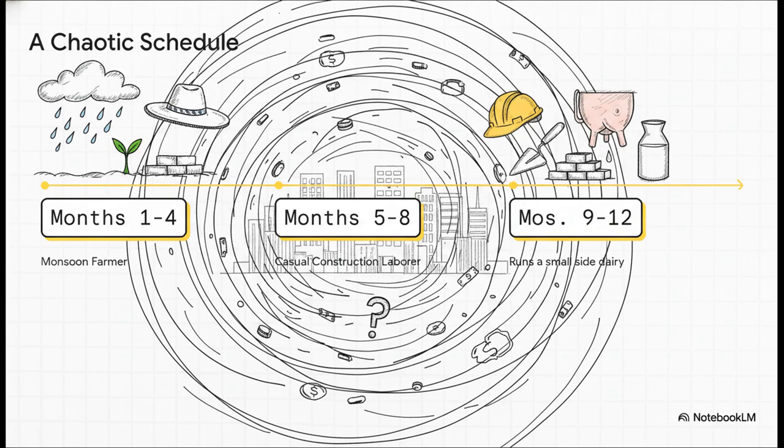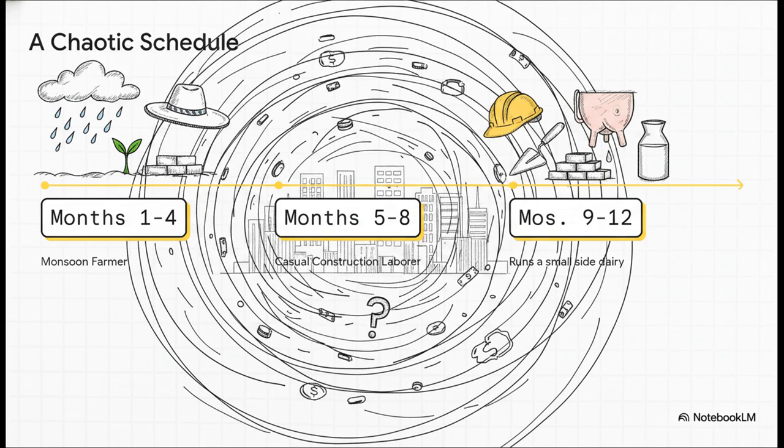Follow the chaotic yearly schedule of a single rural resident for a second. For the first 4 months, during the monsoon, they're a farmer. For the next 4 months, when the harvest is done, they move to a town and become a casual construction laborer earning daily wages. And for the last 4 months, they're back in their village running a small side dairy.